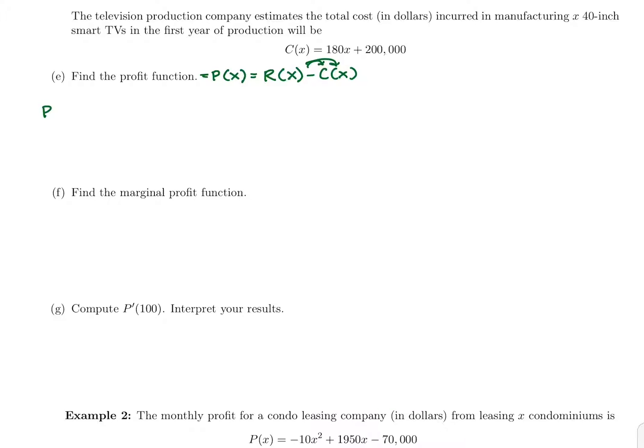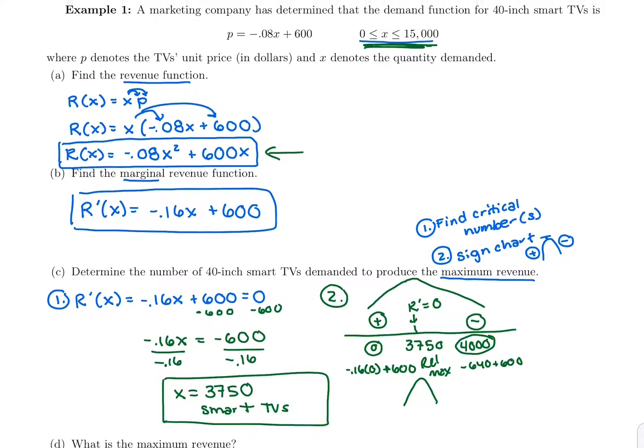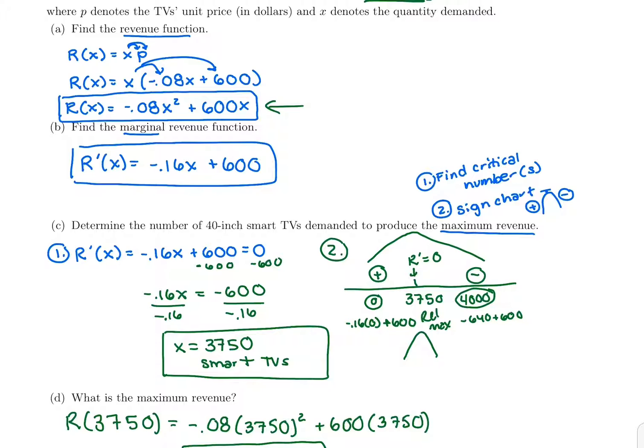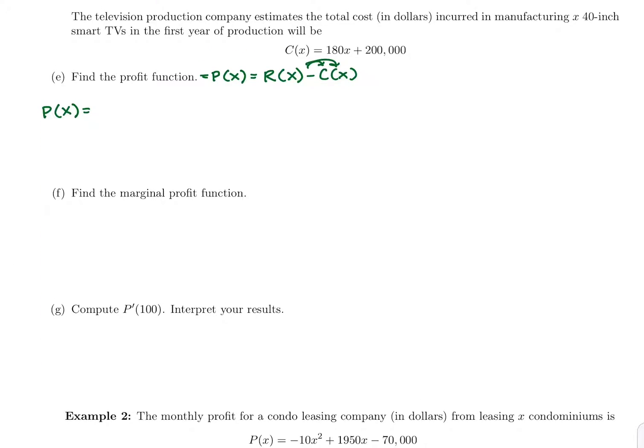So for this one, our profit is going to be our revenue minus cost. We need to look way back to where we found the revenue. We said our revenue was this negative 0.08x squared plus 600x. So that's what we're going to use for our revenue function: negative 0.08x squared plus 600x, minus our cost function, which they give us as 180x plus 200,000. And when you write it like this, you will probably get it wrong. So be super careful. I would always put parentheses on this and write that distributing symbol.